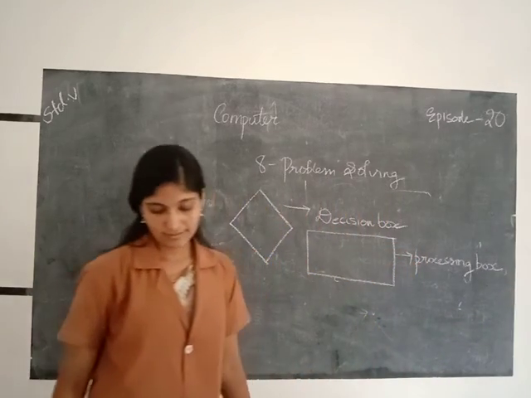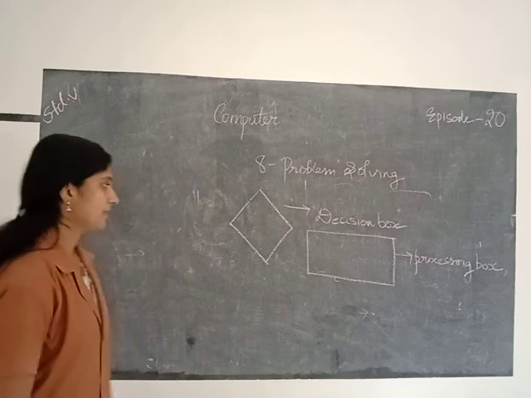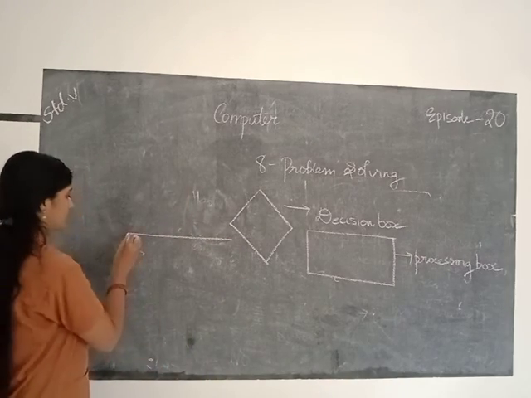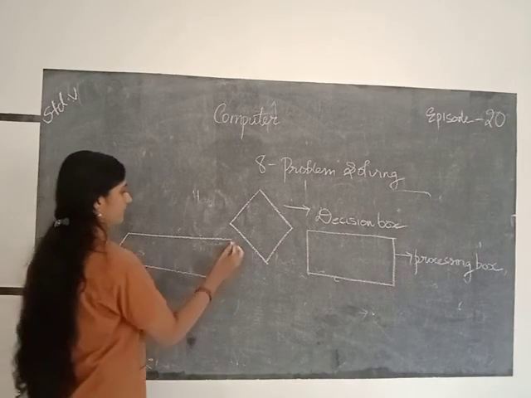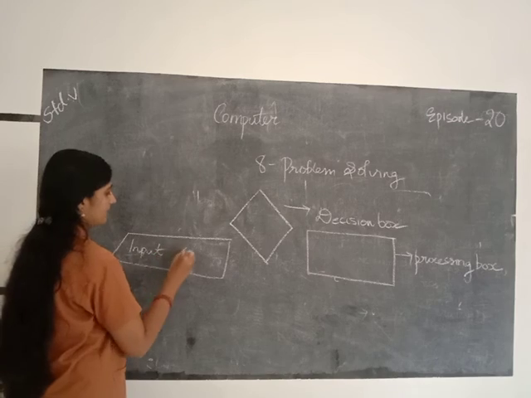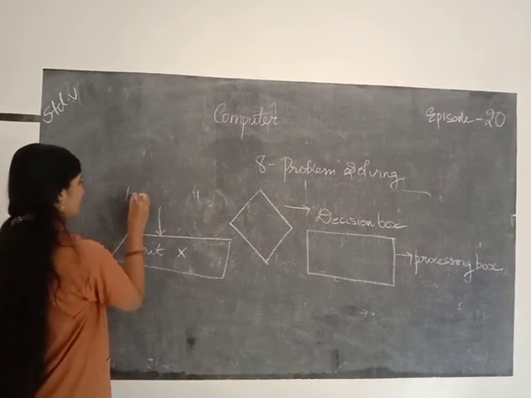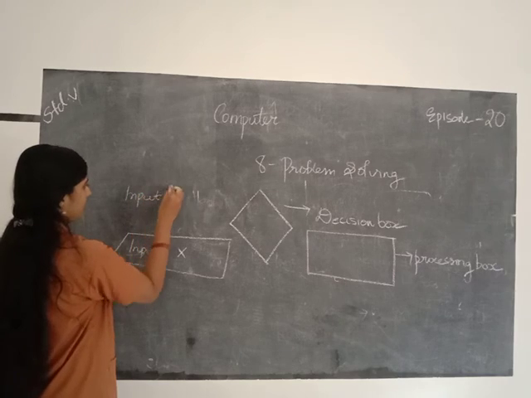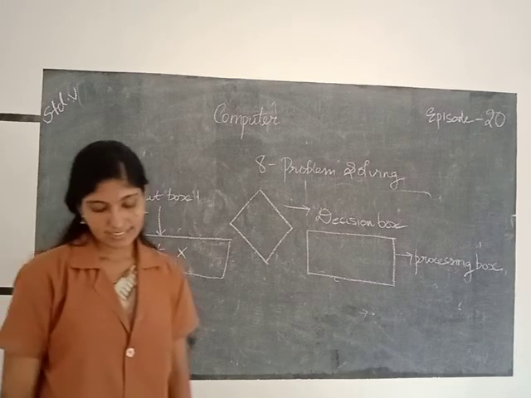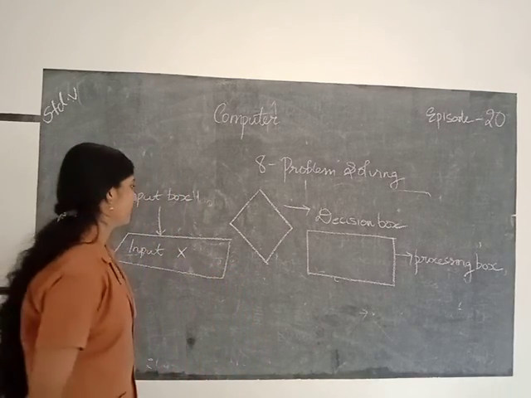Then next, which box is used for the instruction input x? That is input box. Input x, which box is this? Input box. The next is, give an example to write an instruction in the processing box.